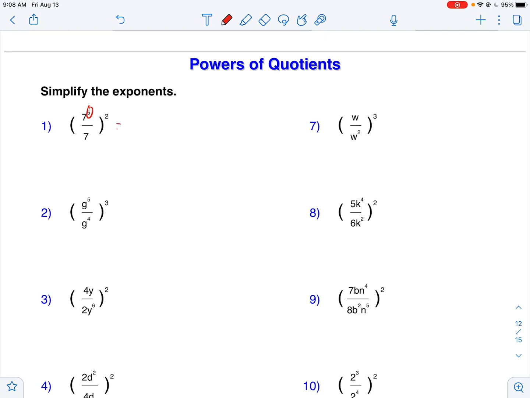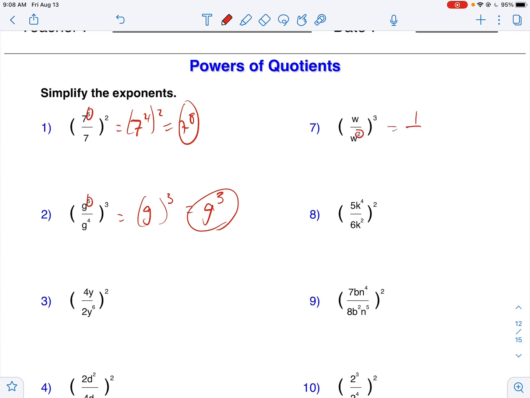Powers of quotients. Simplify first. 5 minus 1 makes 7 to the 4th. Squared makes 7 to the 8th. You can leave it there. 5's bigger, so that becomes g. 5 minus 4 is 1 to the 3rd, so that's just g to the 3rd. The 2's bigger. 1 over w all to the 3rd. Well, that's 1 gets it, w gets it. 1 to the 3rd, w to the 3rd, which is 1 over w to the 3rd, because 1 times 1 times 1 is 1.